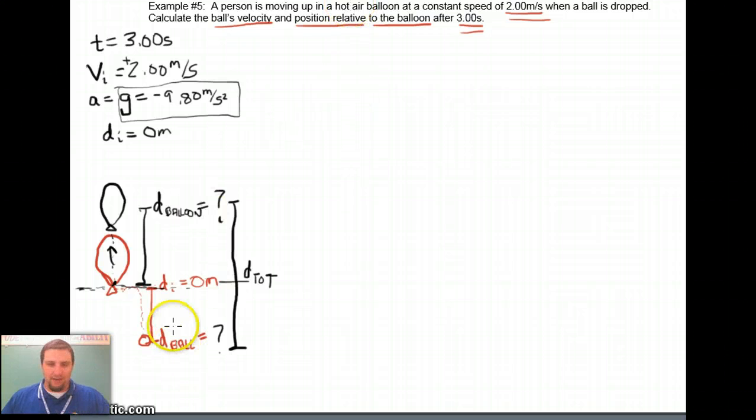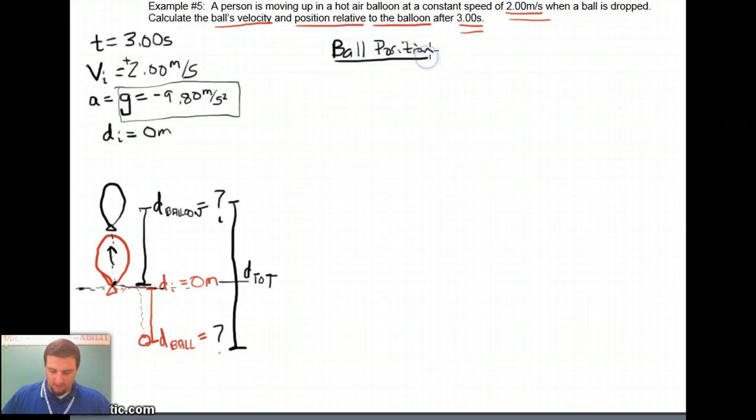So first, we'll do this in two parts. First, let's find the position of the ball. So we'll call this the ball position. Okay. Look at the 4 equations we can use. We need to find a position, so it needs to have d in it. It needs to have an a in it because the ball is going to be accelerating. And the only equation in which I see a d and an a, and actually a time too, because the ball falls for 3 seconds, would be equation number 2 that I see.